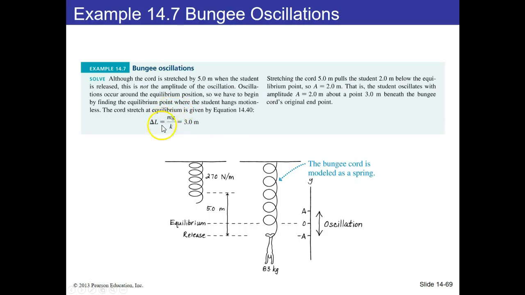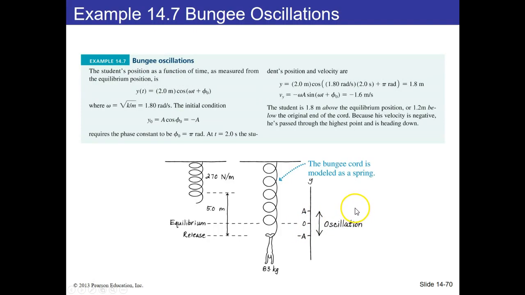If we pull all those together, we're going to end up with 3 meters as our equilibrium point. So the whole thing here is 5, and the equilibrium point is going to be at 3. So the student oscillates at an amplitude of about 2 meters. So this would be 2 meters, and then this would be 2 meters. It's going to do it around a point 3 meters below. So this is going to be 3 meters here. That is our equilibrium position.